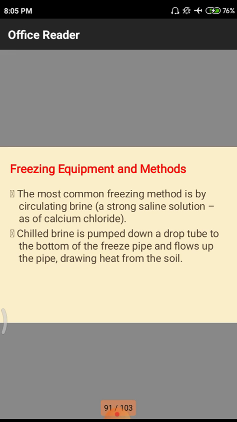Why? Because the brine solution directly splits into cations and anions. Those cations and anions transfer the charged particles to the soil, and they are responsible for freezing the soil. Next, the chilled brine is pumped down the drop tube to the bottom of the hole, and it flows up the pipe, drawing heat from the soil.